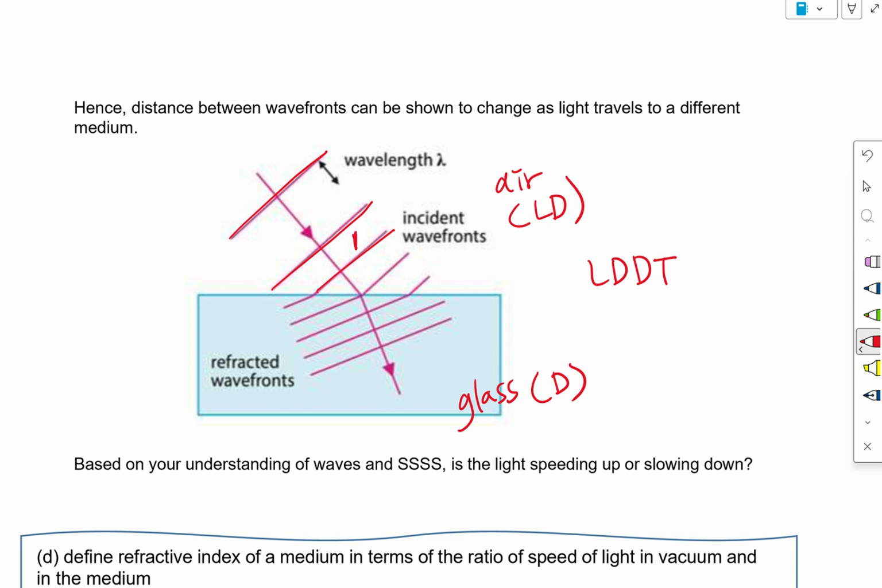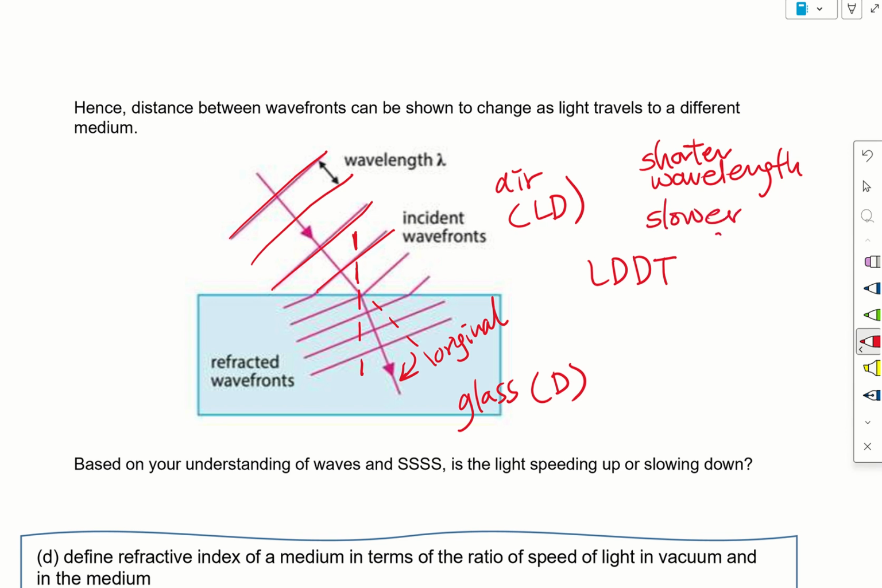So where's the normal? The normal is drawn at the point of incidence here. And you see that if there was no bending, this is the original path. We see that the light ray actually bends towards the normal, right? So I just want to test you on this, because you see this is the wavelength. So we see that the wavelength actually gets shorter, right? The wavelength gets shorter, so shorter wavelength. So we learned in our previous chapter of waves, shorter wavelength, then it will be slower speed, correct?